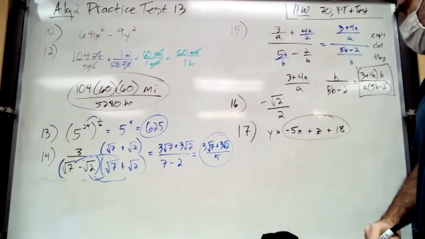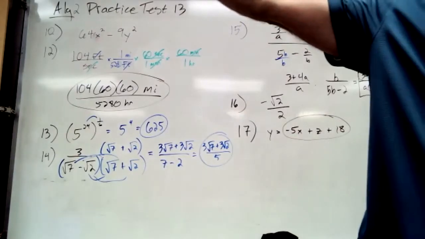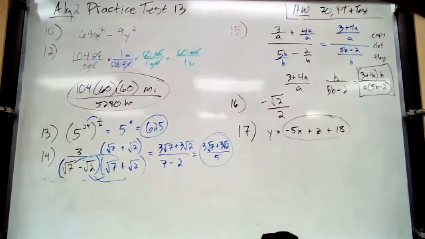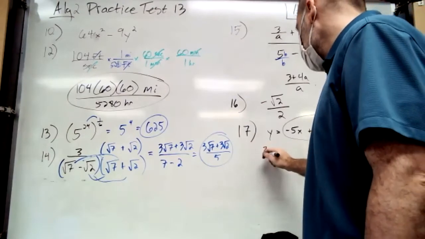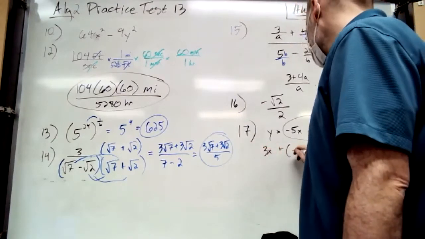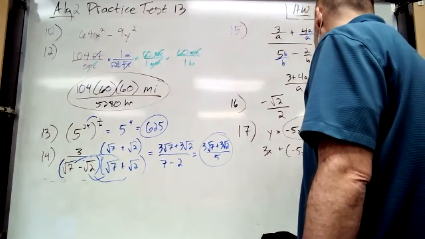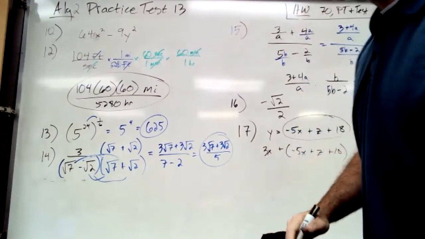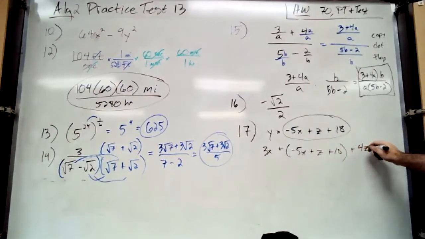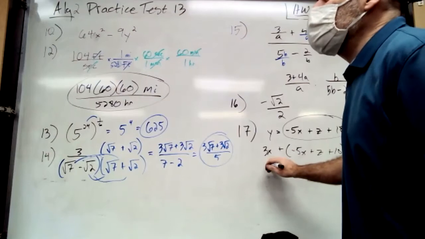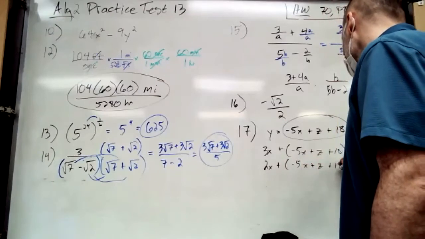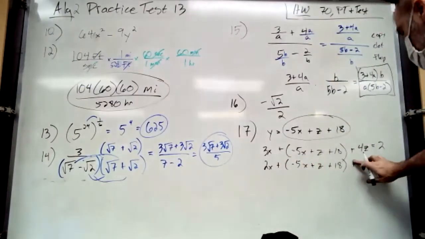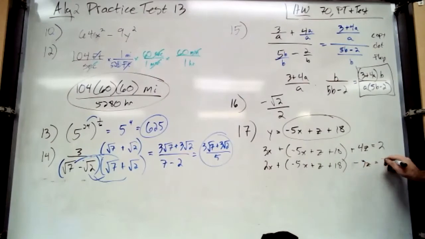Is it minus or plus 18? Plus 18, because 18 is already over there, so you don't have to move it to the other side. Okay, so in the top two equations, I'm going to replace my y's with this. So 3x plus negative 5x plus z, I don't need parentheses because I'm adding it, so it doesn't matter, plus 4z equals 2. The next equation is 2x plus negative 5x plus z plus 18 minus 3z equals 13. Okay, let's combine some like terms.